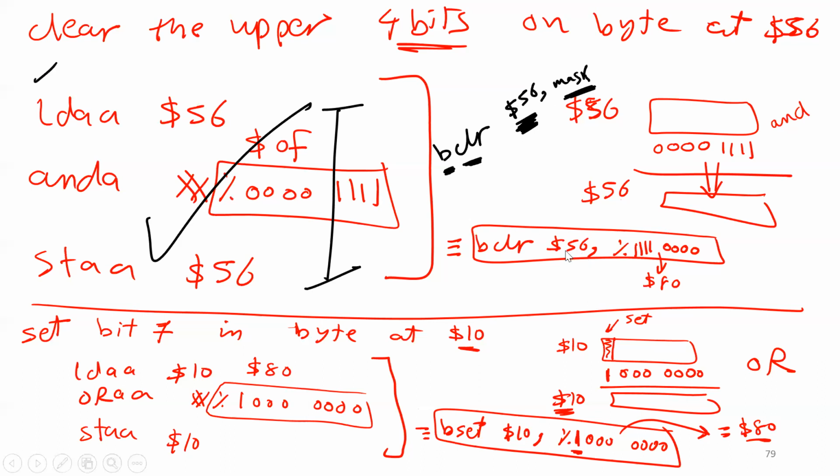So this instruction expects two operands. One operand is the address of the byte that you want to clear some bits in, and then you have to give a mask. This is similar to the mask I explained before. In this mask, you have to tell me which bits you want to clear and which bits you don't want to change.